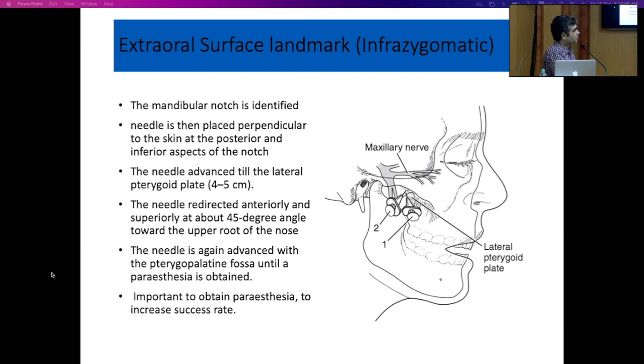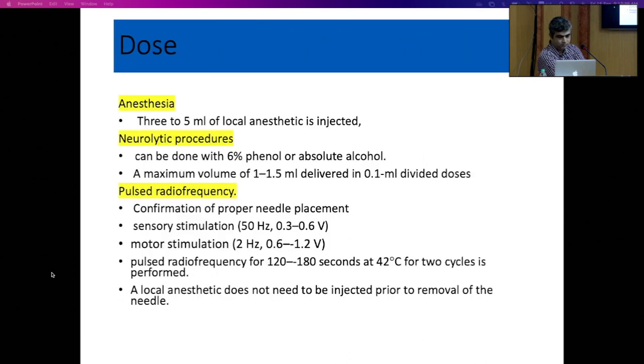Then the needle is placed perpendicular to the skin at the posterior inferior aspect of the notch, and the needle is advanced till you touch the lateral pterygoid plate, which will be at 4 to 5 centimeters. Mostly this comes at 4 centimeters. Then the needle is directed anteriorly and superiorly towards the root of the nose and advanced into the pterygopalatine fossa until a paresthesia is obtained. And it is always important to obtain paresthesia because it increases your rate of success.